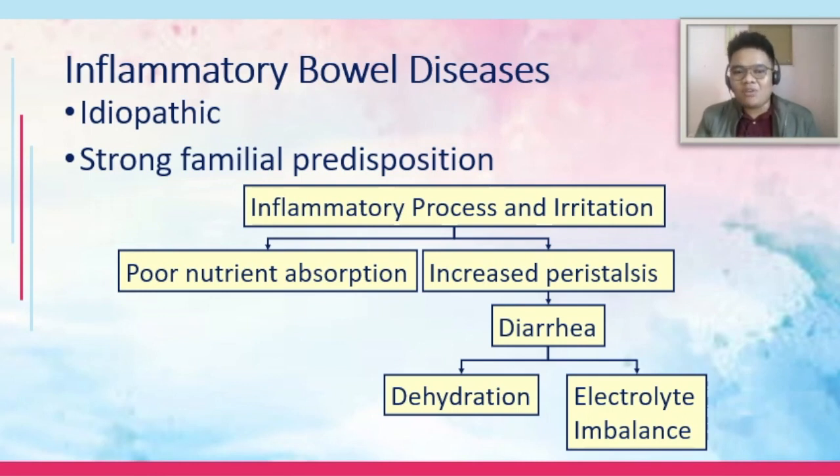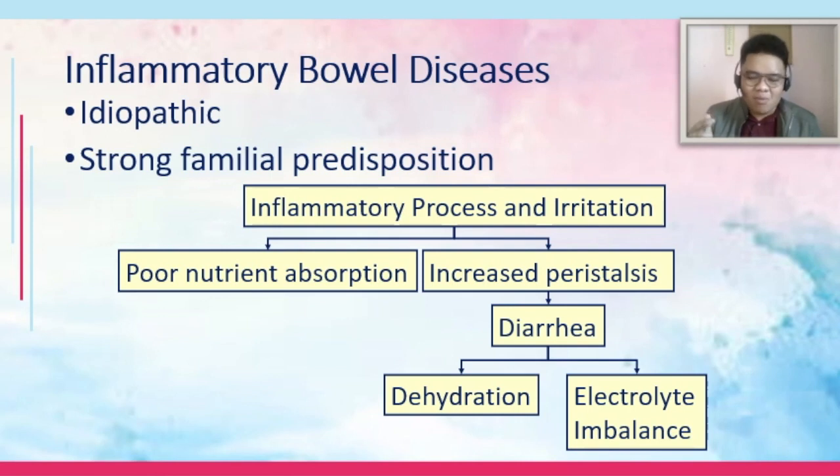When I talk about inflammatory bowel diseases, inflammatory meaning there is inflammation. The cause of this is idiopathic. It's unknown. There are a lot of risk factors, but the direct cause remains unknown. There is a strong familial predisposition. It is characterized by inflammatory processes and irritation, which leads to poor nutrient absorption, and that would depend on the site that is affected.